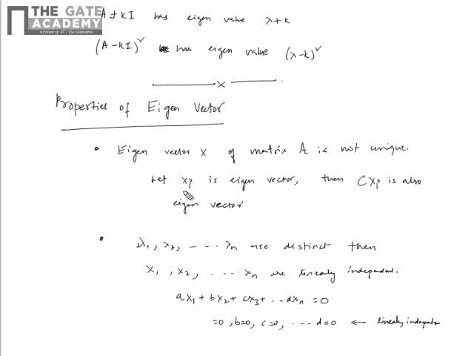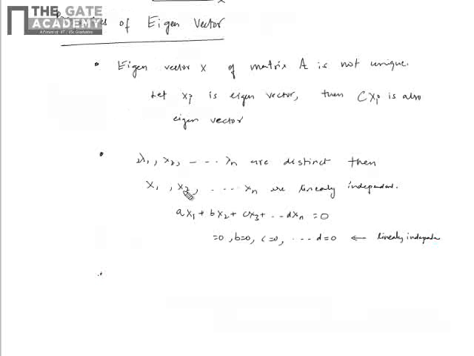Another important property is that any two eigenvectors of a matrix are called orthogonal vectors if x1 transpose x2 is equal to 0. If it satisfies this, then you call those vectors orthogonal.